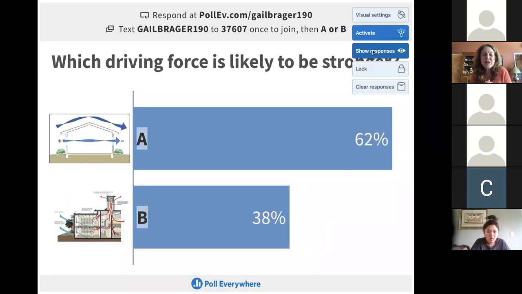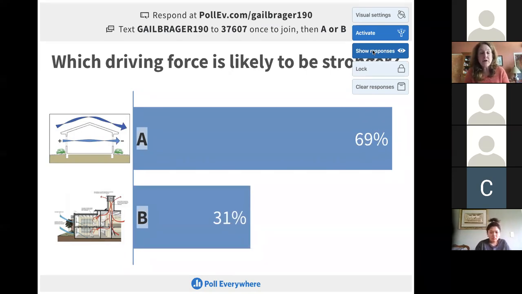All right, so it is based on circumstances. That's why the question was intentionally written as which driving force is likely to be stronger. If you have any wind at all happening, the cross ventilation is very quickly going to outdo the stack ventilation. So A is the correct answer there. That is likely to be stronger.